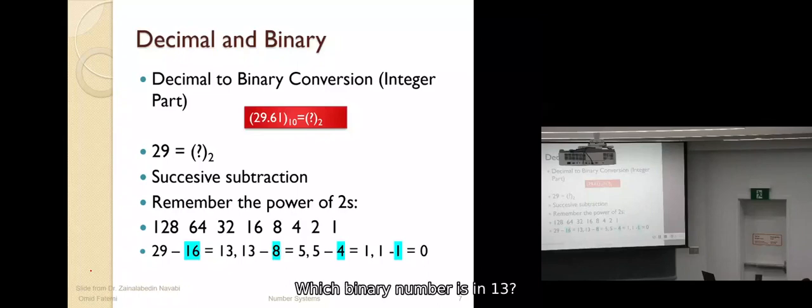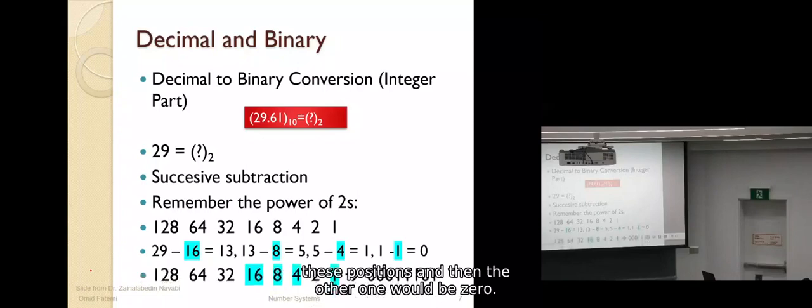Which binary number is in 13? The first one is 8. So 13 minus 8 is 5. For 5, we have 4 inside. 5 minus 4 is 1. In 1, we have 1 only. So we don't have 2 here. So you have 16, 8, 4, and 1. You put 1 in these positions, and the rest would be 0. So we have 1 here, here, here, here, and the rest 0, which would be 0, 0, 0, 1, 1, 1, 0, 1.